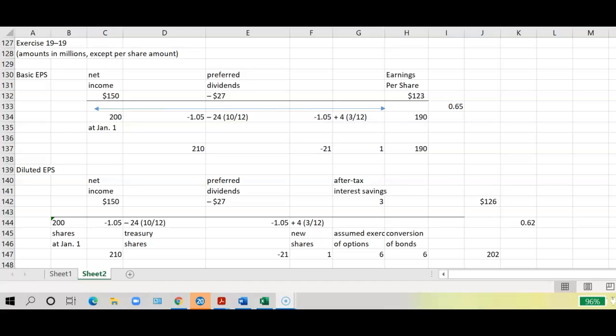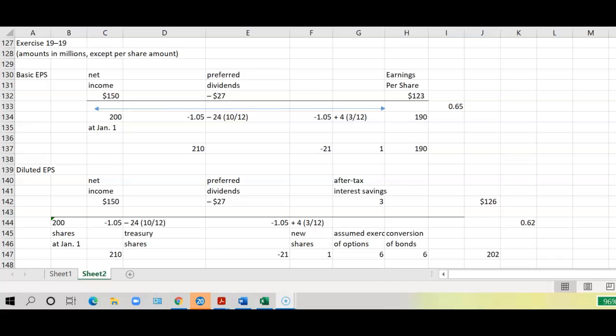I would now like to review exercise 19-19, and again, it's the same scenario as exercise 19-17 with just another consideration in calculating fully diluted earnings per share. On December 31st, 2020, Berkshire Inc.